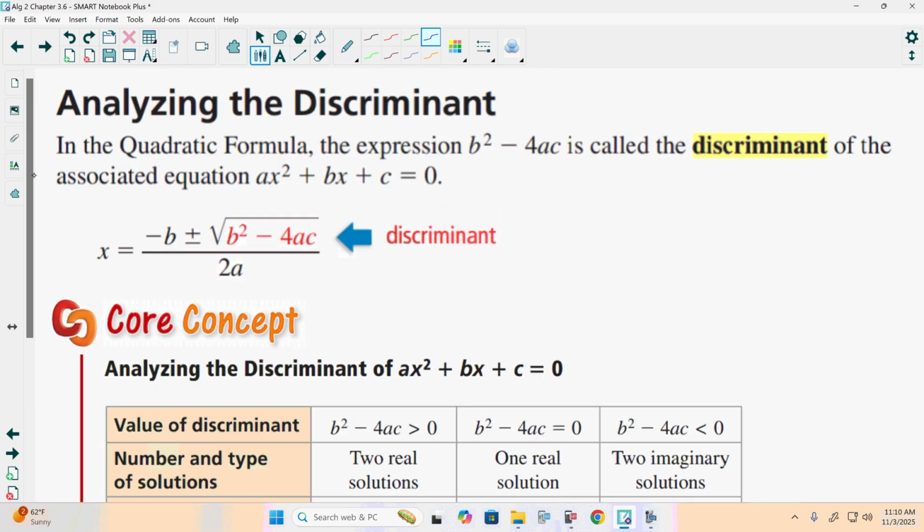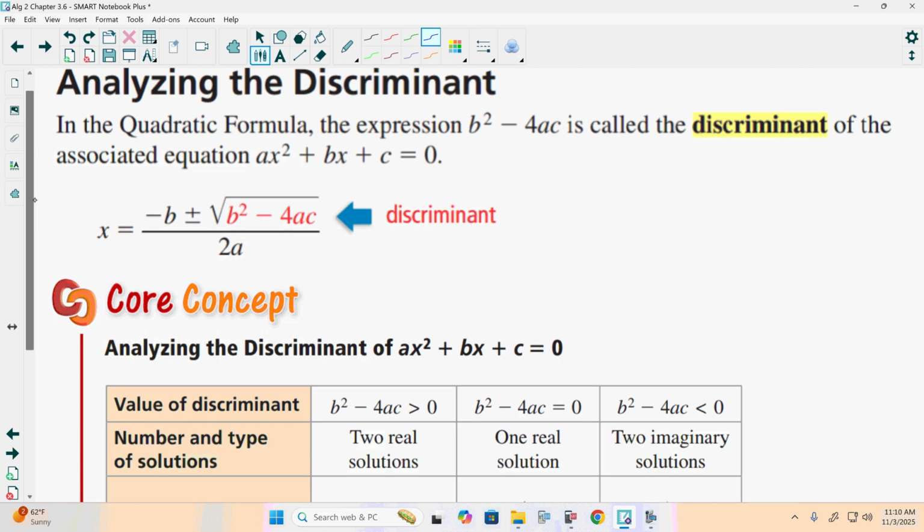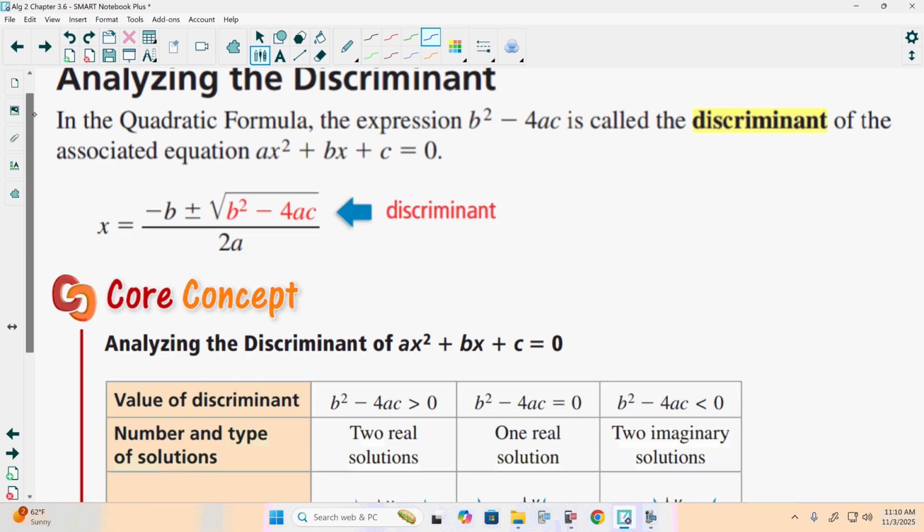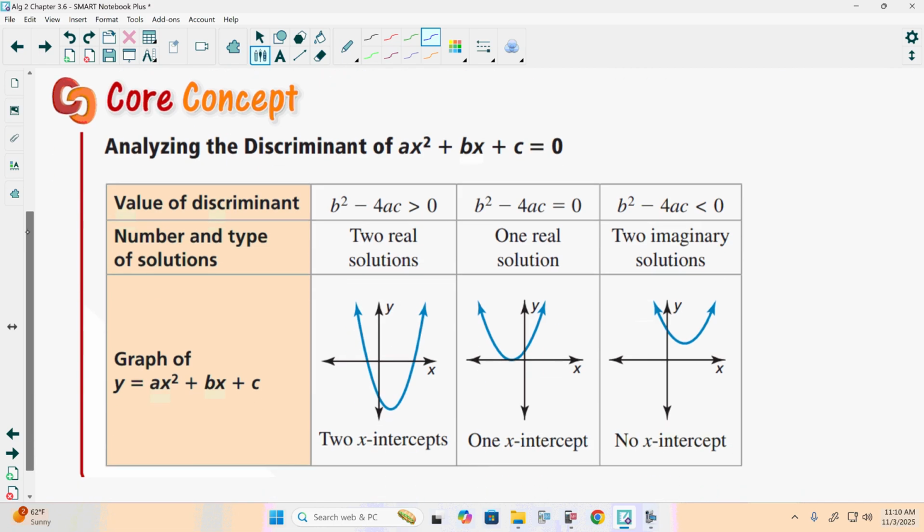The last thing we have is talking about the discriminant. The discriminant is our b squared minus 4ac. That is what we call the discriminant. Now the discriminant can have one of three types of values. It could be greater than 0, it could be a positive number, it could be equal to 0, or it can be less than 0.